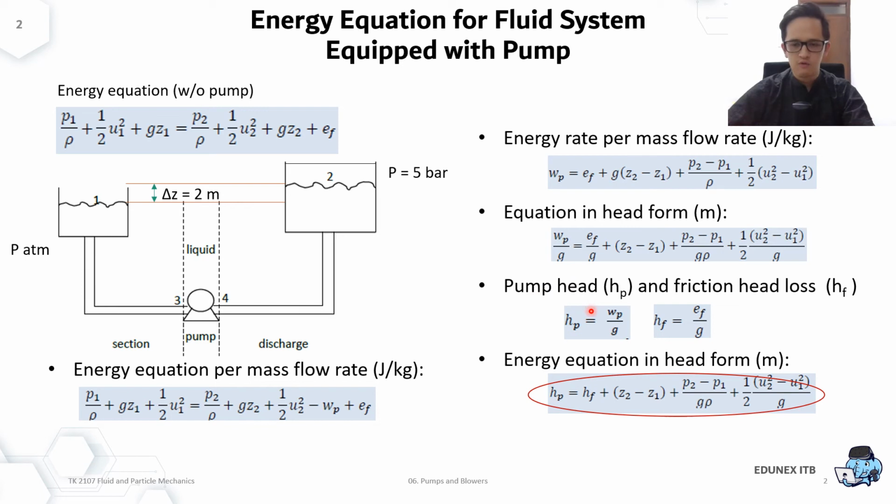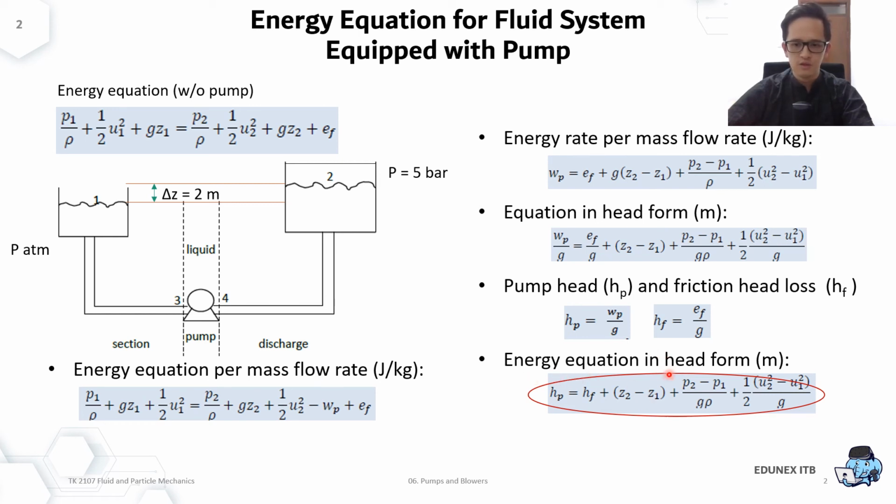If we want to break it down further, the pump head or HP can be calculated as the work of the pump divided by the gravity constant. So if we talk about HP over here, we're just talking about the head generated between points 3 and 4. So it's not about points 1 to 2, not source to source, but only the suction point of the pump versus the discharge point of the pump. And the friction loss, EF per G, that's the friction loss in all of the pipeline section.